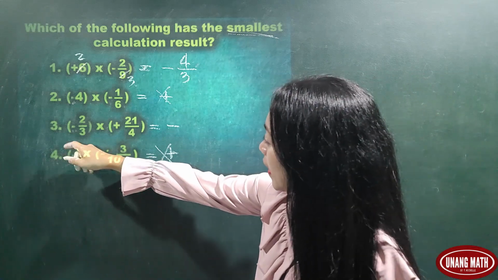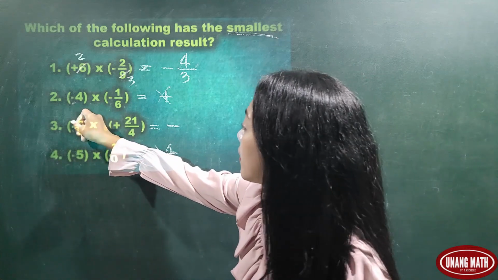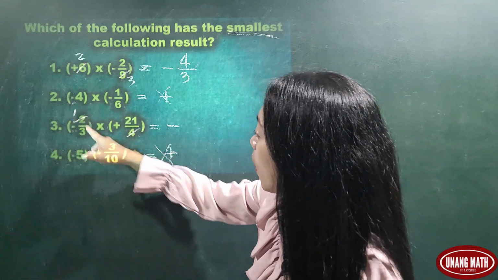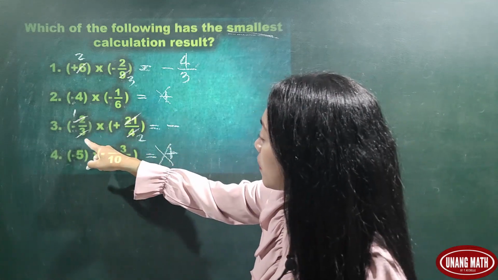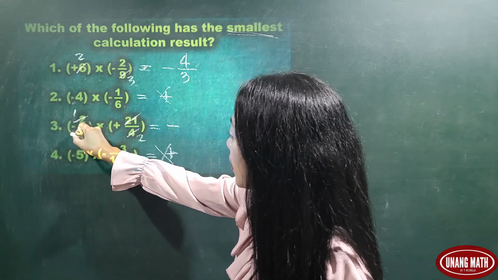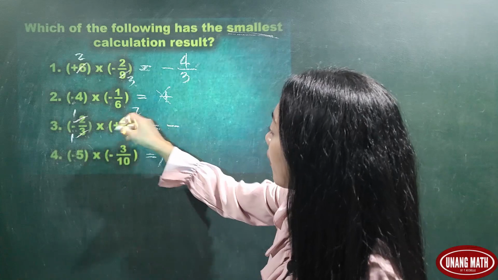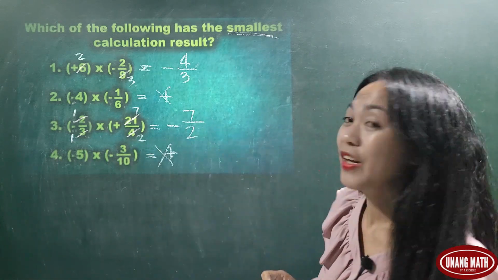How about number 3? Negative 2 over 3 times positive 21 over 4. We can simplify. 2 and 4 have the common factor 2. So this becomes 1, and this becomes 2. 3 and 21, we can also simplify. The common factor is 3. So this becomes 1, and 21 divided by 3 is 7. So this is negative 7 over 2.